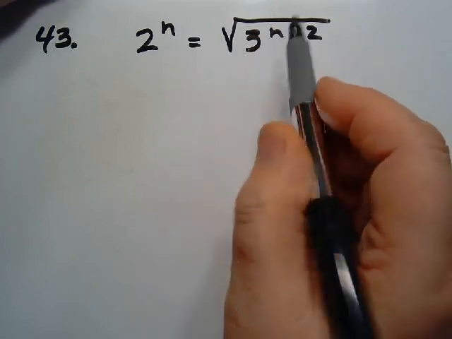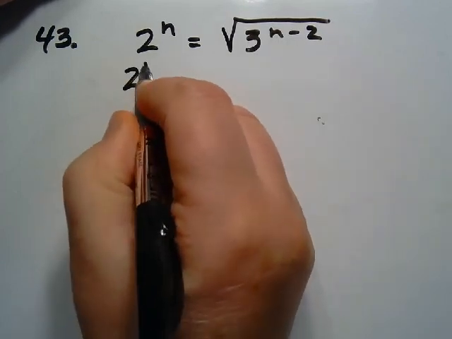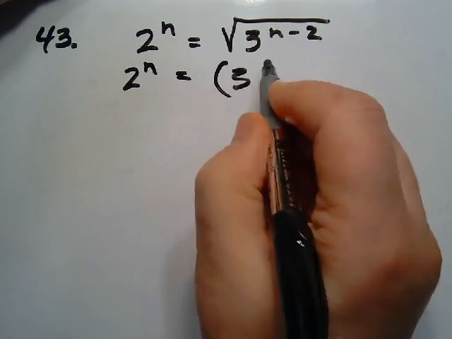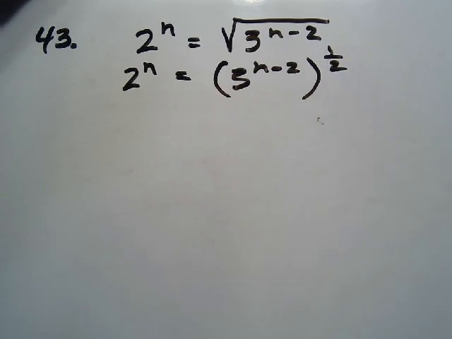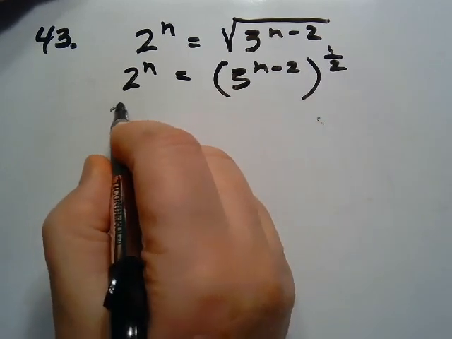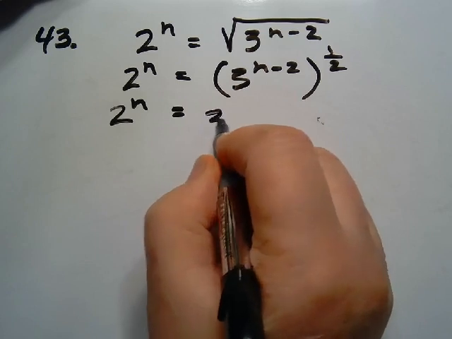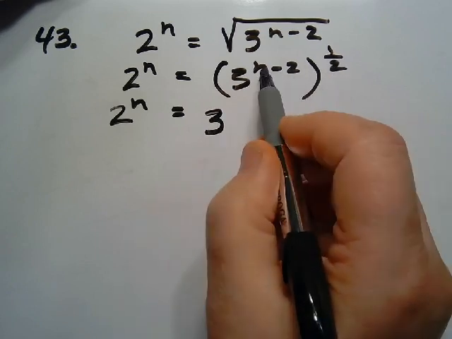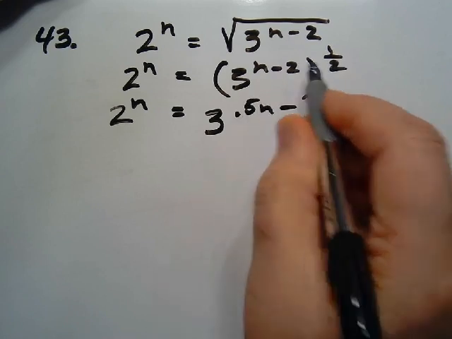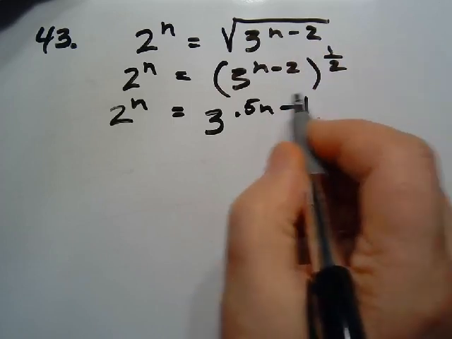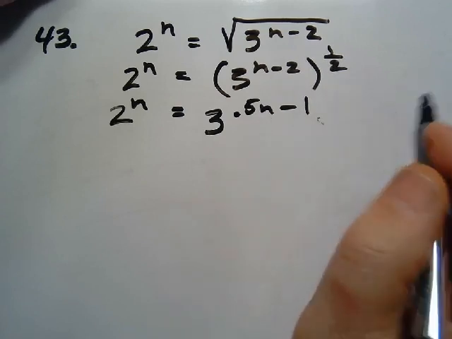Now, as I look at this problem initially, I realize that I can write the square root as the half power. So I'm going to rewrite that. This is 3 to the n minus 2, raised to the 1/2 power. Remember, square roots are the half power. And of course, powers of powers means I can actually multiply the powers. Well, I'm going to have to distribute here. This is 3 to the 1/2 of n, let's just call it 0.5n, minus 1/2 of a negative 2, which is a negative 1. 3 to the 0.5n, half, I just write a little less there.